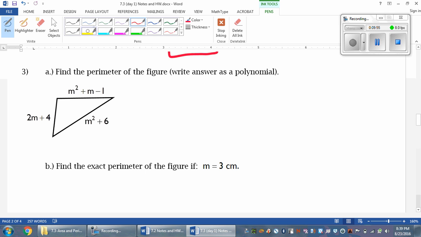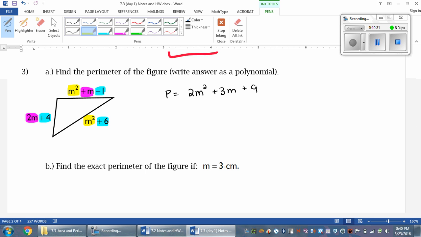Here I'm going to combine all my like terms. So I have m squared plus m squared. I'm combining my like terms because I have to add up all of this. m squared plus m squared is 2m squared. I have positive m plus 2m, which is 3m. And lastly, I have negative 1 plus 6, which is positive 5, plus 4, which is positive 9. And again, that expression is the perimeter.